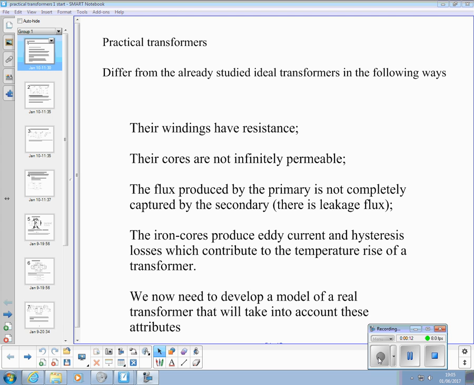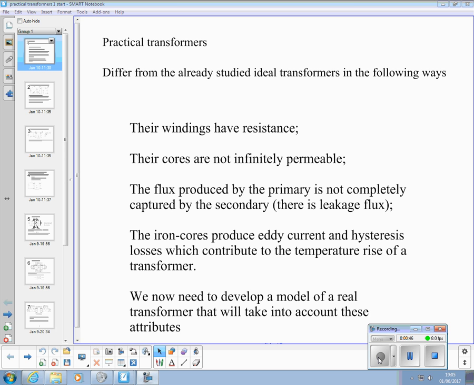In the following ways practical transformers do. First of all, their windings have got some resistance. Secondly, the cores aren't infinitely permeable. Thirdly, the flux produced by the primary is not completely captured by the secondary. There's leakage flux and vice versa. The iron core produces eddy currents and hysteresis losses, which contribute to the temperature rise of a transformer.